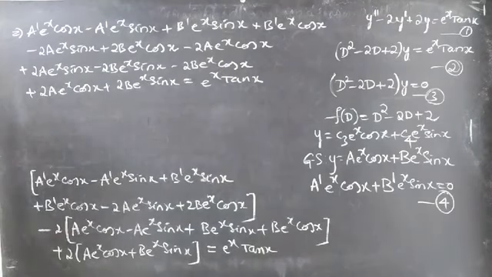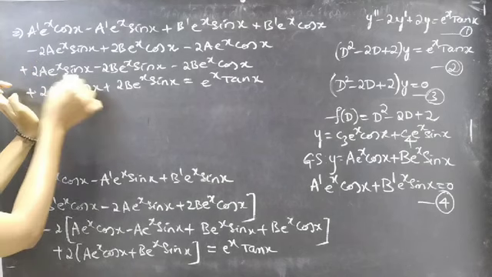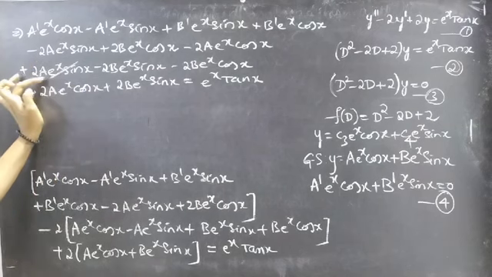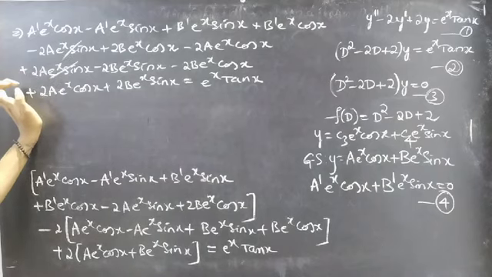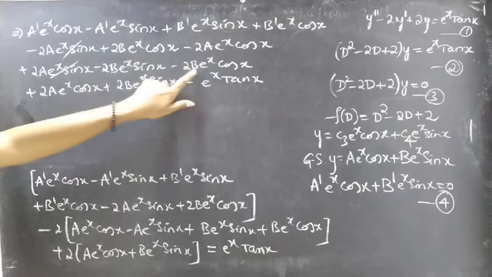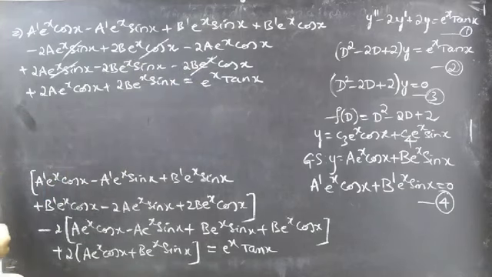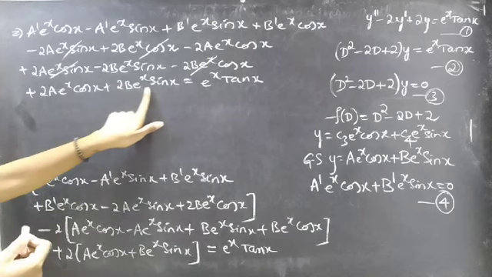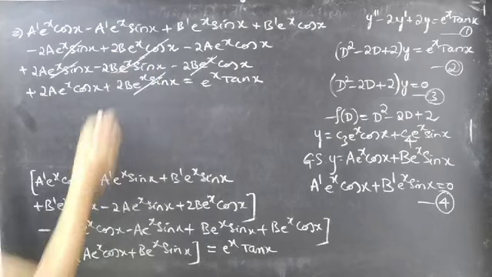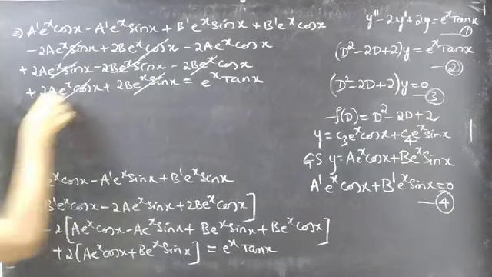Notice here we are having minus 2a e power x sin x and plus 2a e power x sin x, which gets cancelled, and 2b e power x cos x and minus 2b e power x cos x gets cancelled. Minus 2b e power x sin x and plus 2b e power x sin x gets cancelled. Minus 2a e power x cos x and plus 2a e power x cos x gets cancelled.